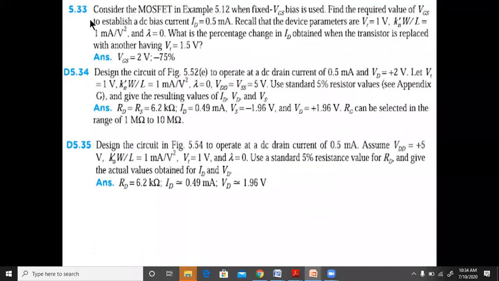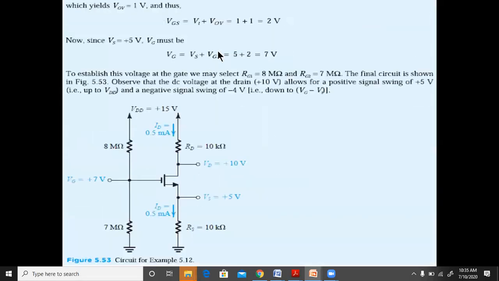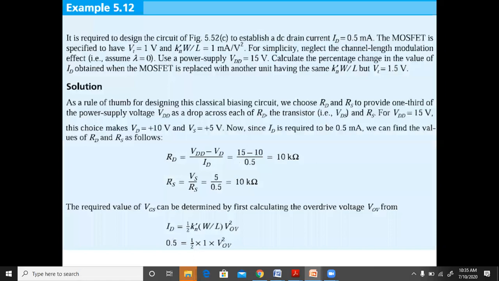To establish a DC drain current of ID equal to 0.5 milliamperes, we consider the example which we have considered in the earlier case itself, right? So the MOSFET in 5.12, where is 5.12? This is 5.12, right?